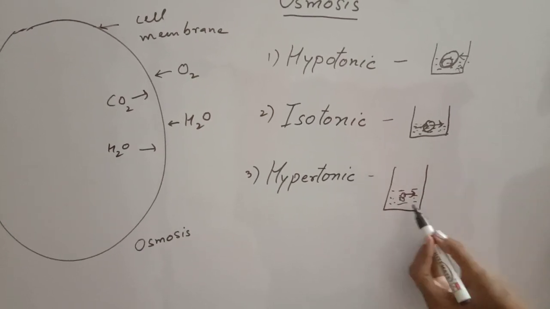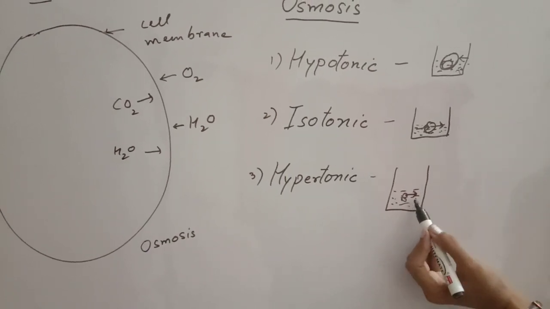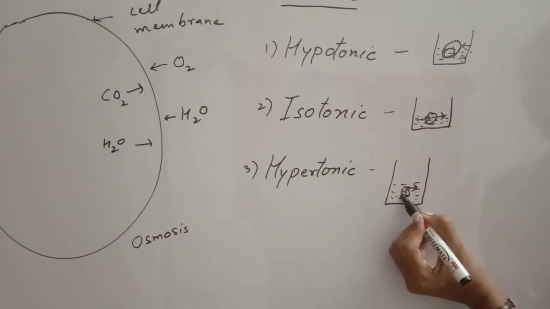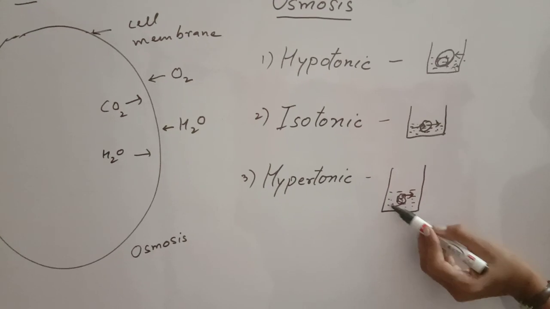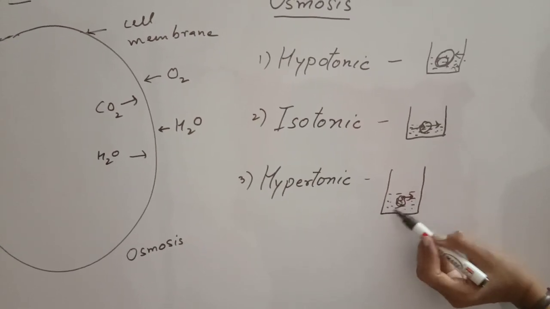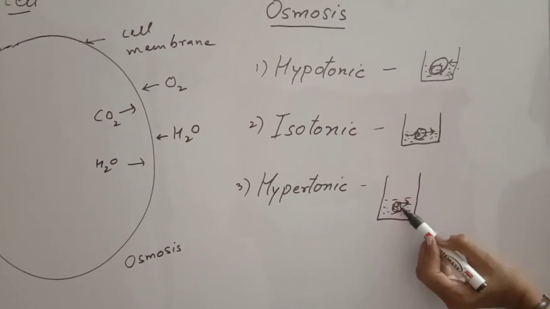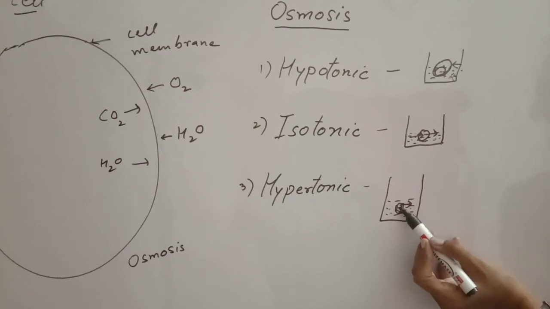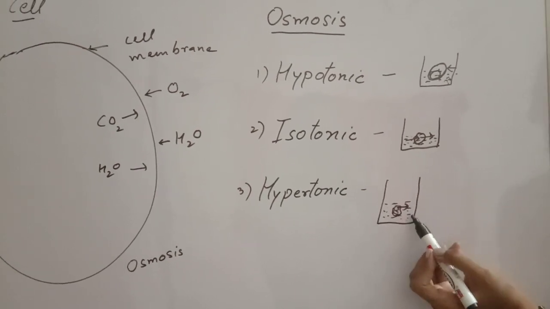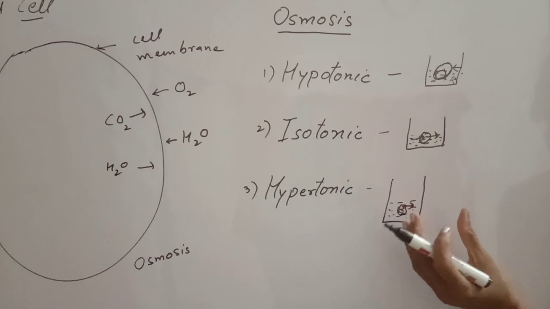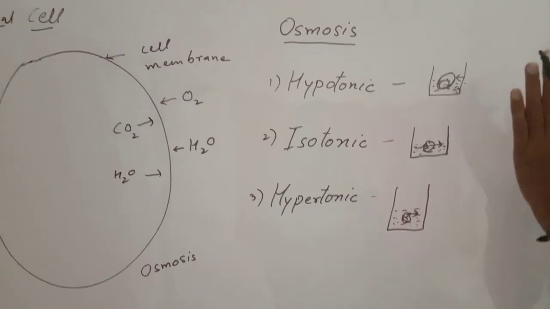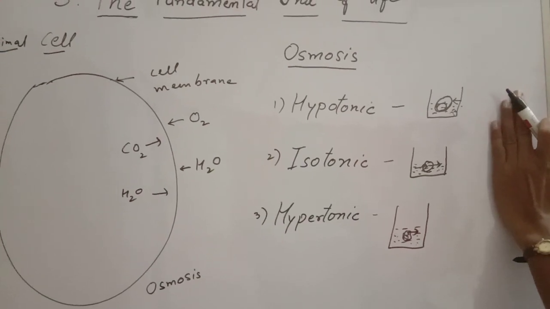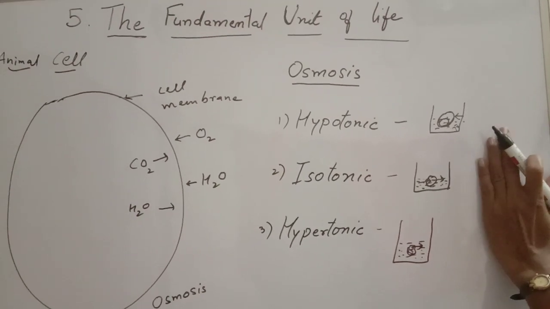Now the third one is hypertonic solution. In this case, what is happening? The concentration of water inside the cell is more, whereas this is very salty water. So the concentration of water is less as compared to the cell. So water coming outside is more and the water going inside is less. So our cell shrinks. So these are all processes of osmosis, and these are all the types of solutions.